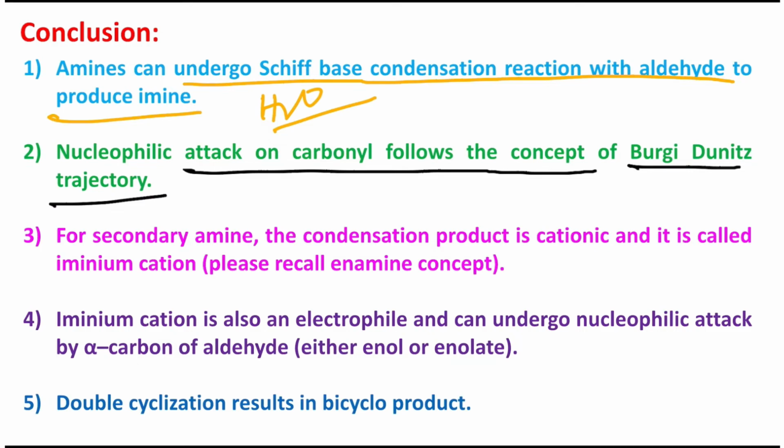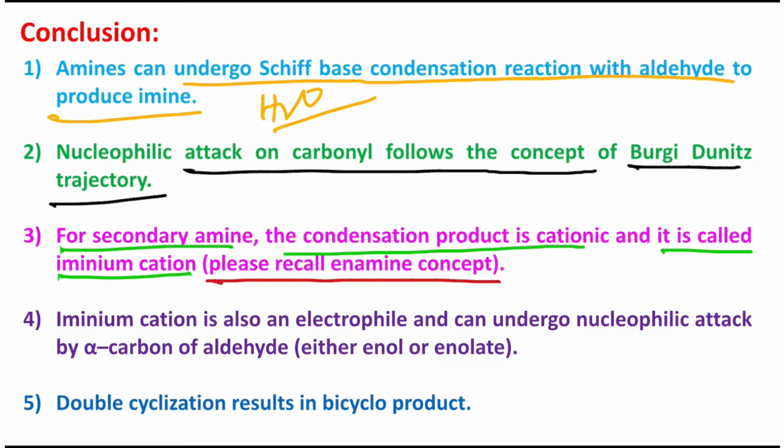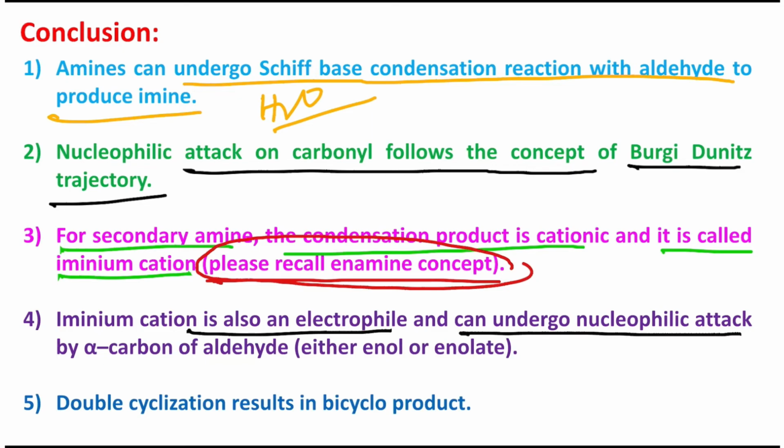Now next, for secondary amine, the condensation product is cationic in nature and it is called iminium cation. And in this context, I suggest you, students, please recall the concept of enamine. Enamine chemistry, enamines are weaker nucleophiles. So please recall the concept, and if you have any difficulty, I have already uploaded a dedicated lecture, please visit.